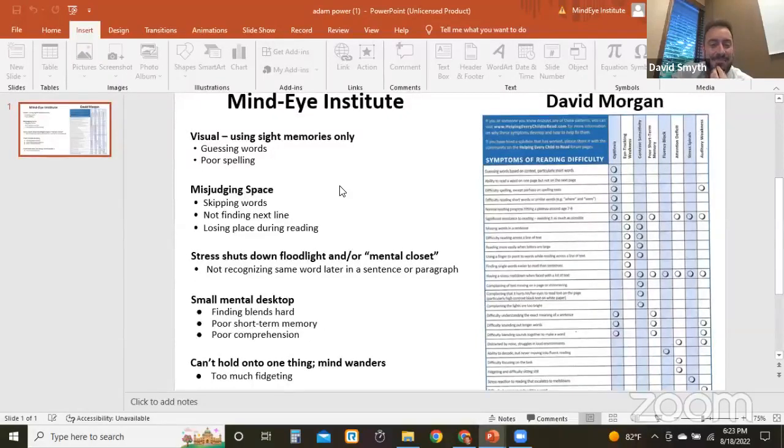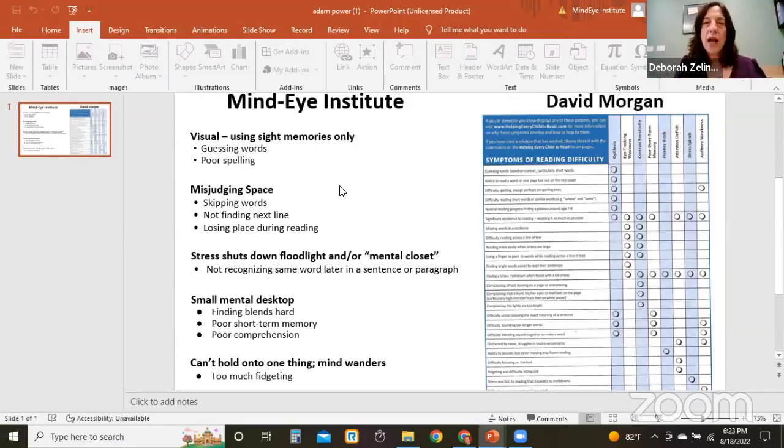This chart here is taking, again, David Morgan's work. He has a beautiful sheet here. I think you can see it, called 8 Causes of Reading Difficulties. And then on the back of it, he has where you can check off the symptoms. And then the symptoms fall into one of the 8 categories. This is an old version. His new versions have 9 causes. So I've kind of consolidated them here, put them into how mind-eye would look at them.